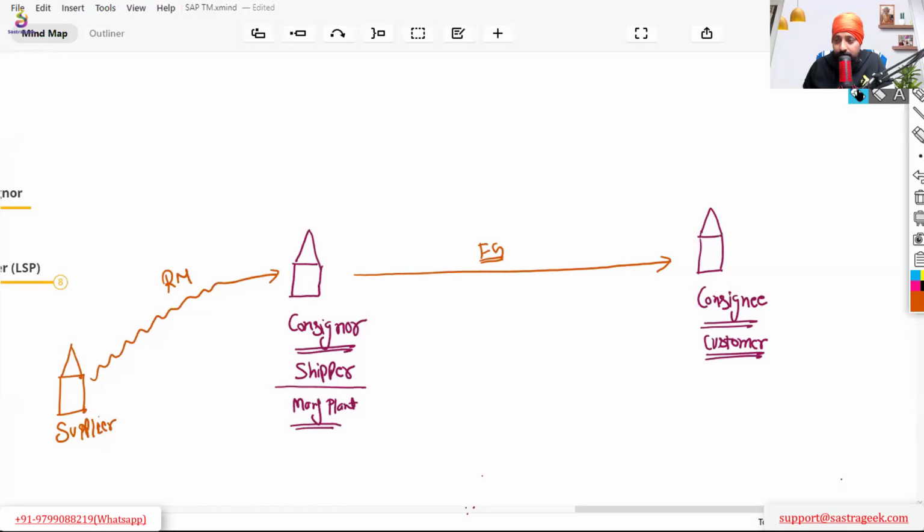Yes, plant is consigning, very right. So this will become a consignor, or this will become a shipper now. And in this scenario, this one will become my consignee. You're just receiving it.